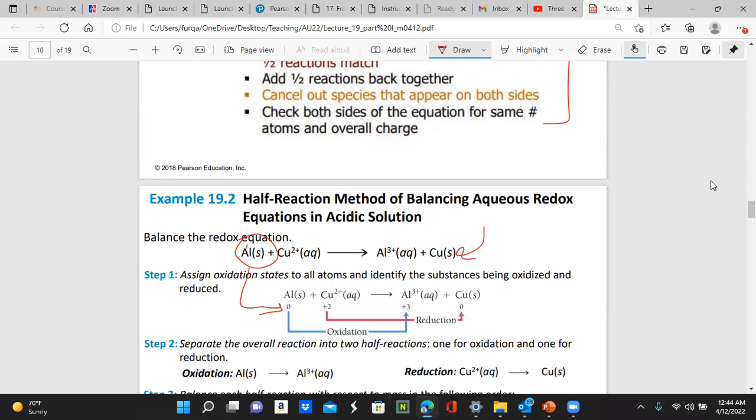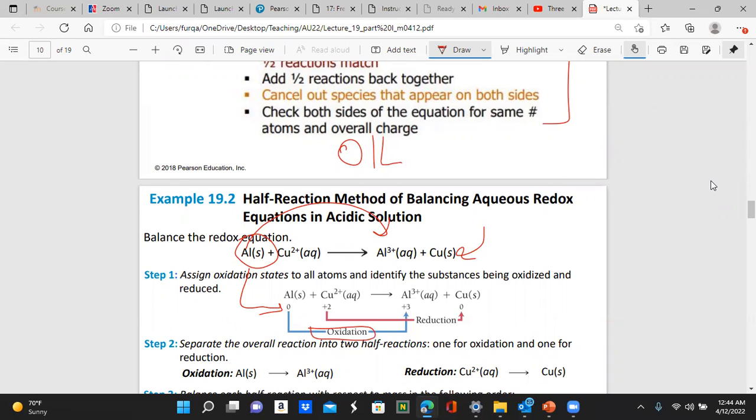So what happened to aluminum from the reactant side to the product side? It went up to 3+, meaning a loss of 3 electrons. Oxidation is the loss of electrons. That's why oxidation is happening on aluminum.